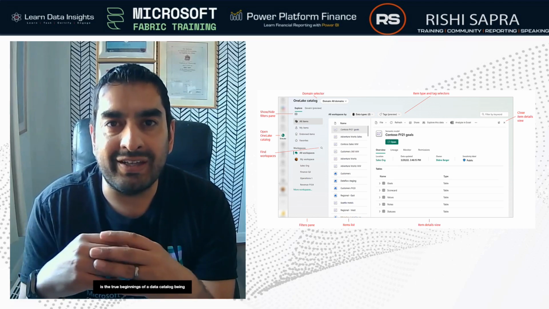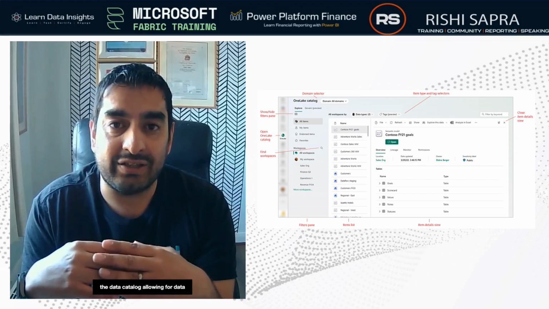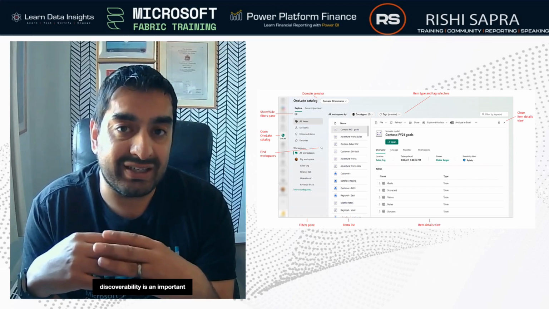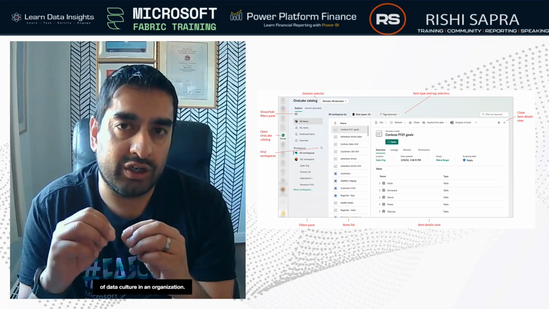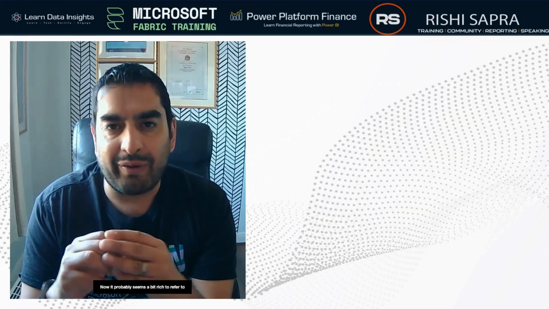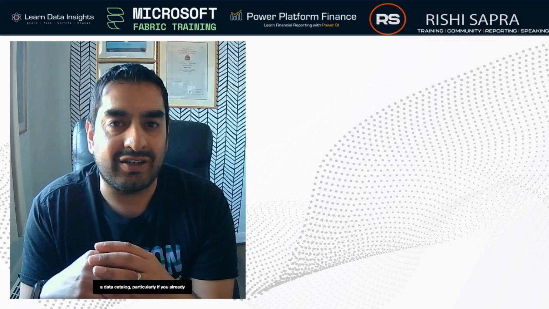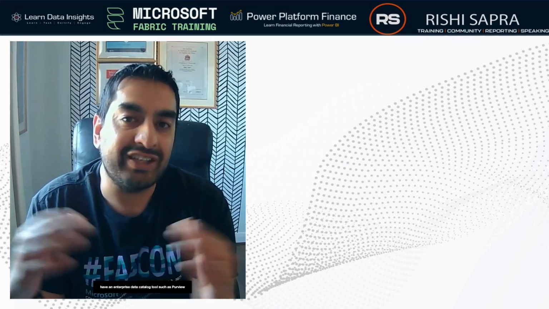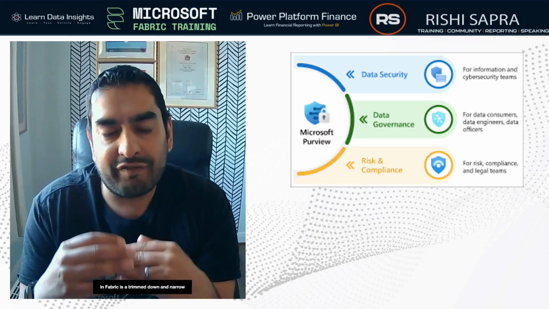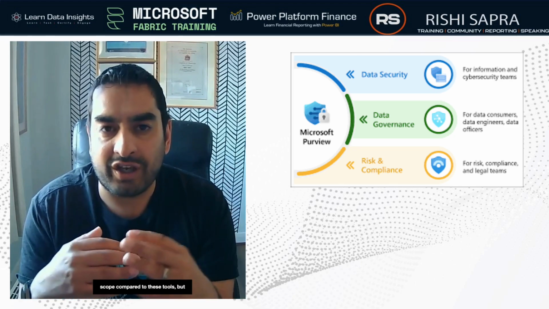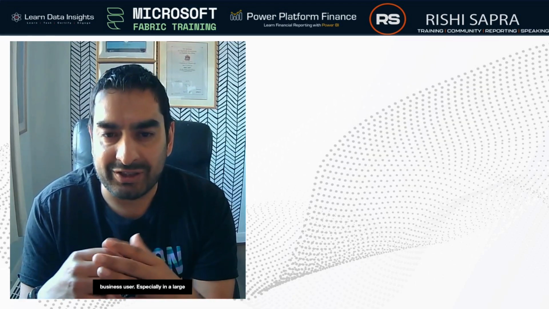This is the true beginnings of a data catalog being integrated directly into Fabric, and a data catalog allowing for data discoverability is an important foundation for establishing the right kind of data culture in an organization. Now, it probably seems a bit rich to refer to the OneLake Data Hub or OneLake Catalog as a data catalog, particularly if you already have an enterprise data catalog tool such as Purview or Collibra. And for sure, the version in Fabric is trimmed down and narrow in scope compared to these tools, but it's also much more accessible to your average business user.